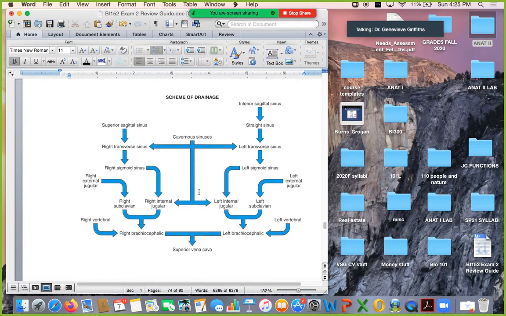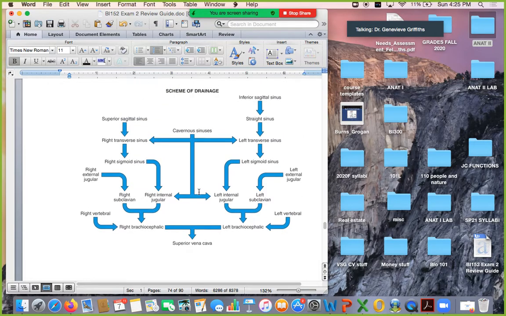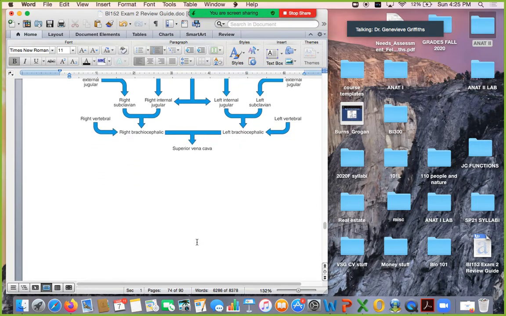So this is a scheme of drainage for the head. Just like we saw before, we're going to have crosstalk. The inferior and superior sagittal sinuses are going to drain into the straight sinus and the transverse sinus. There's crosstalk between the transverse sinus and the cavernous sinus. But from this region, we can drain directly down into the internal jugular, either from the cavernous sinuses or from the sigmoid sinuses. The left and right internal jugulars are going to drain into the left and right brachiocephalic. Okay? The external and internal jugular are going to drain in as well. That happens through the subclavian and then into the brachiocephalic. All of that drains directly into the superior vena cava.